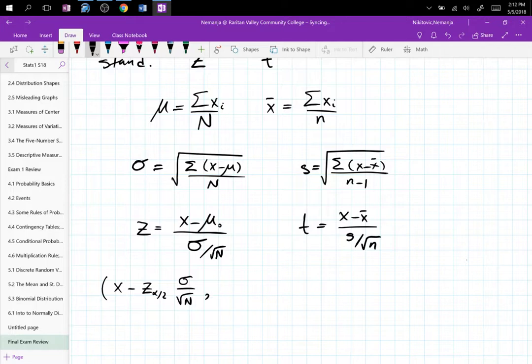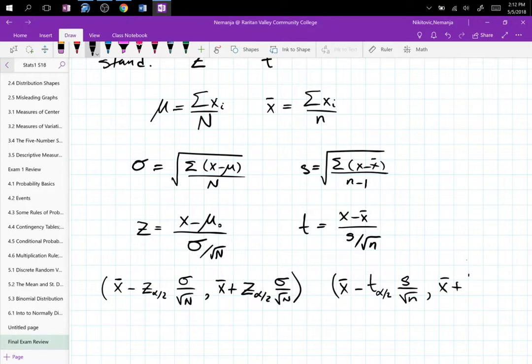There we go, this is x bar, and then x bar plus z alpha over 2 sigma over square root of n. So that was the confidence interval when sigma is known, but now when sigma is unknown, we have x bar minus t alpha over 2, right? It's a t-score now, and it's s divided by root n. And then x bar plus t alpha over 2 s over root n. So these are all the formulas that you have now.